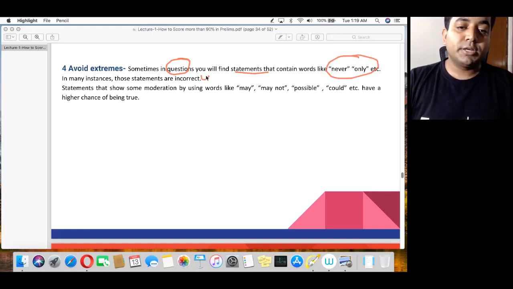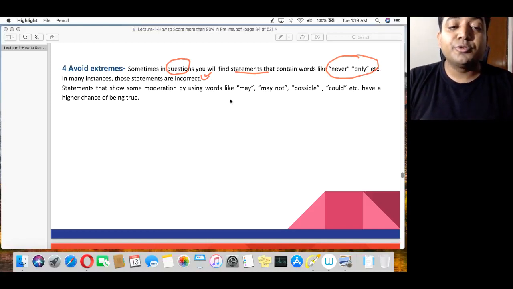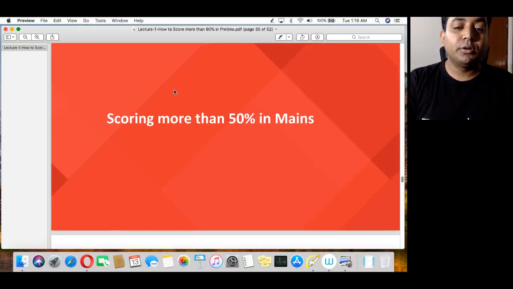So those statements usually are incorrect. But usually I'm talking about, this is not a golden principle. Sun always rises in the east and sets in the west, so that is correct. But I'm talking about "usually". Where there is some moderation, using words like may, not, possible, could, they have a very high chance of being true as compared to absolutes.